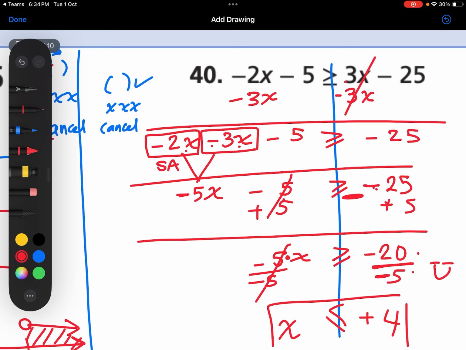To graph your answer, just draw the number line, locate your number, decide open or closed, close circle, and because it's less than, go to the less side. That's it.